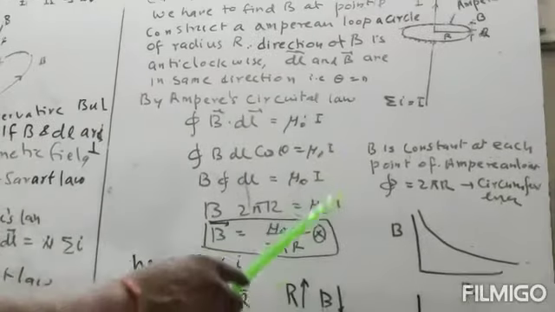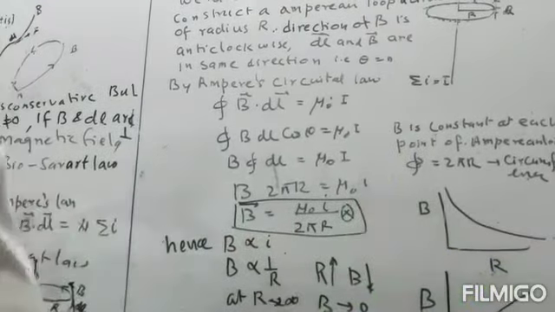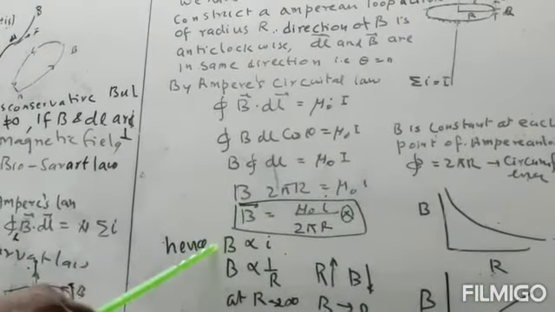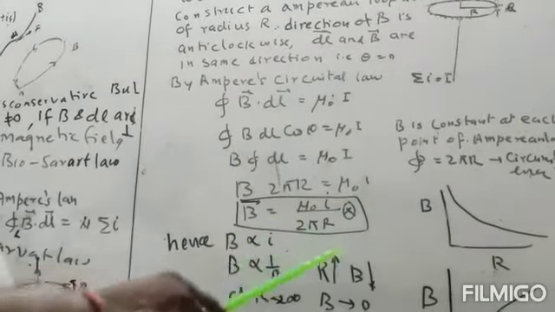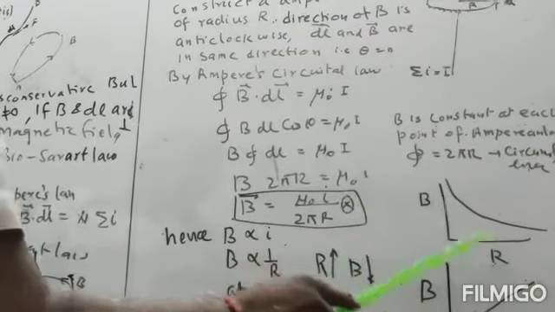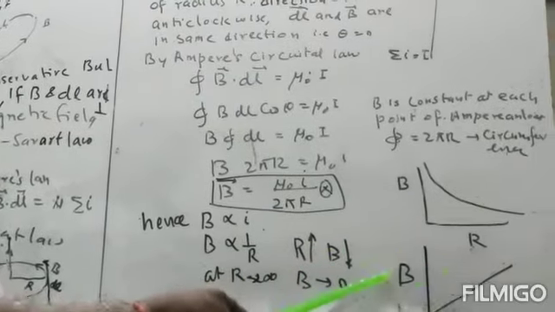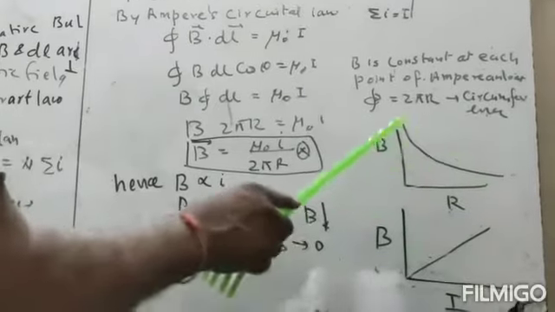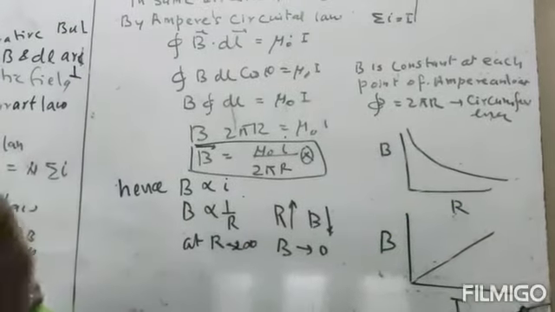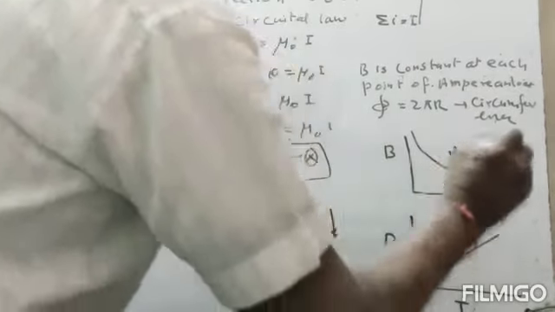Now, if we draw the curve between B and R, where R is the distance and B is the magnetic field, B is proportional to I, and B is proportional to 1 by R. So if we plot a graph between B and I, it will be a straight line because it is proportional. It is inversely proportional to R, so the graph between B and R will be a hyperbola. This is proportional to 1 by R, so it will be a hyperbola.